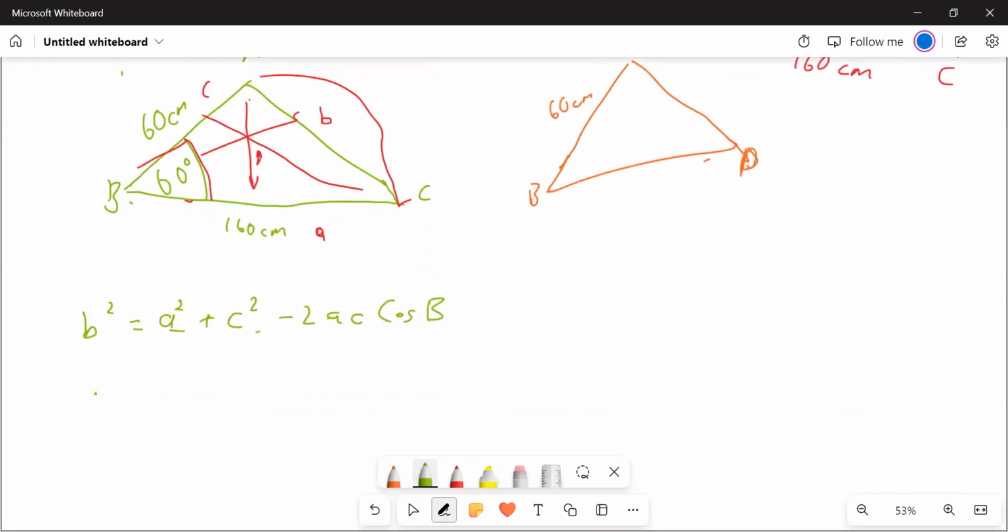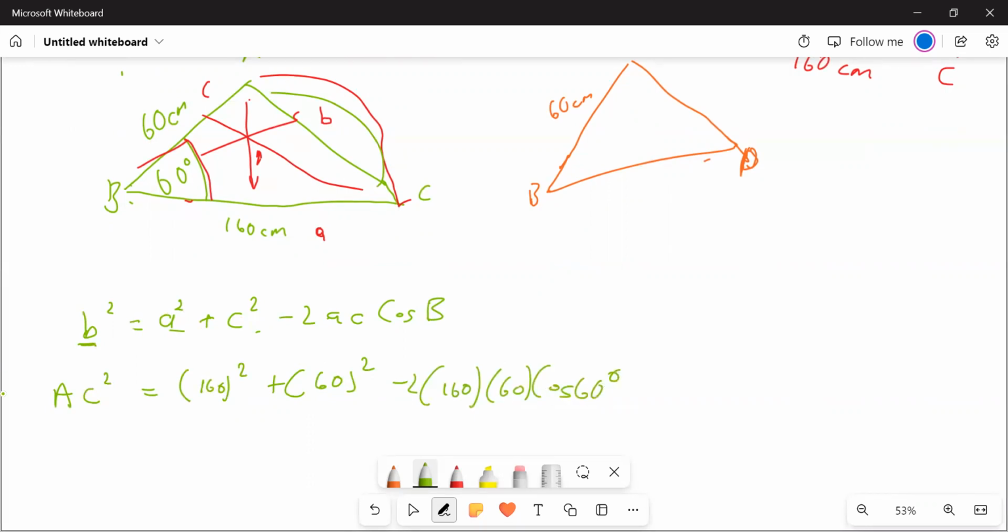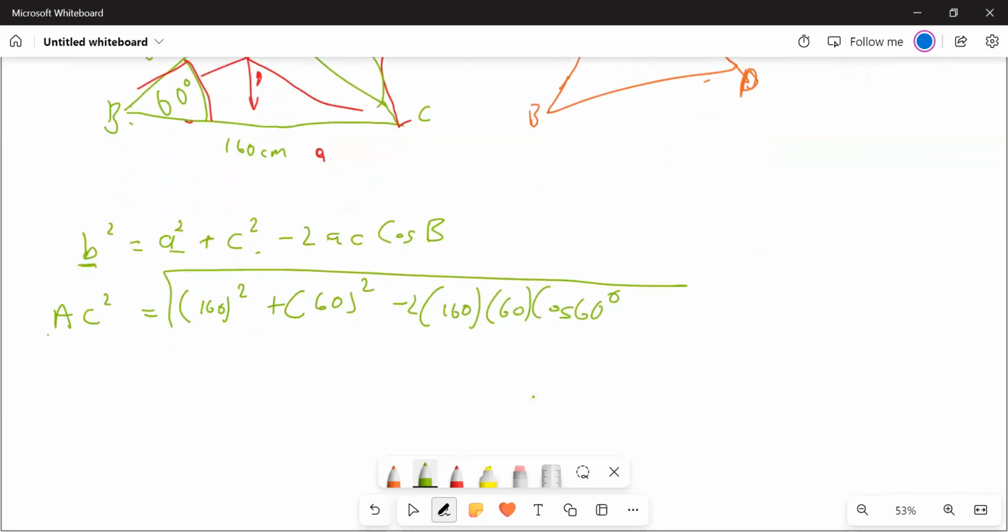And then from here, it's a matter of saying, okay, what is this b here? It's AC. So you can say, I have AC all squared. Do you know what a is? What is a? 160 all squared, plus 60 all squared, minus 2 multiplied by 160 multiplied by 60 multiplied by cos of 60 degrees. And then after that, you can simply put a root on both sides. If you say root, then you can type this in your calculator.